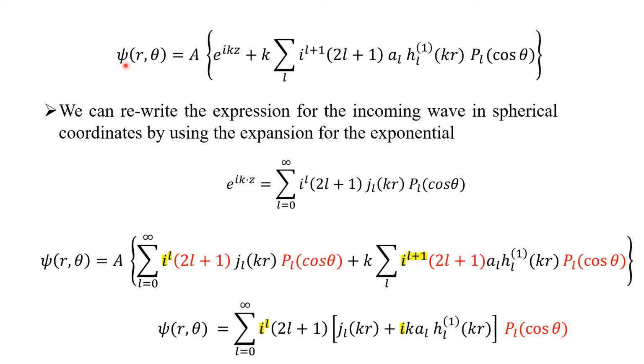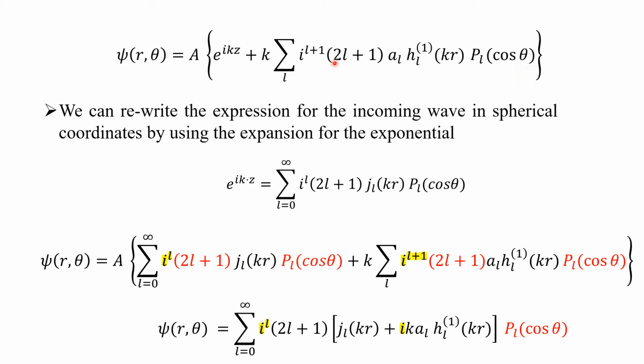In my previous lecture, the partial wave analysis part one, we have seen the total wave function psi, which is a function of r and theta, is equal to A into e power ikz plus k into summation over l, i power l plus 1, 2l plus 1, a_l, this is the partial wave amplitude, and h_l^(1), which is a function of kr. This is the Hankel function of kind 1, and P_l cos theta. This is the lth Legendre polynomial.